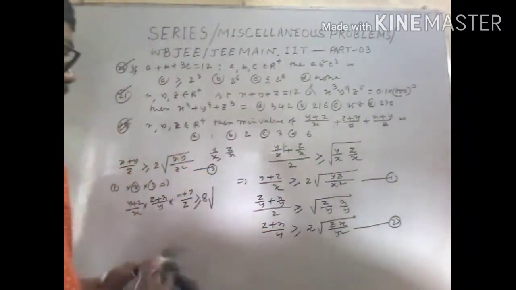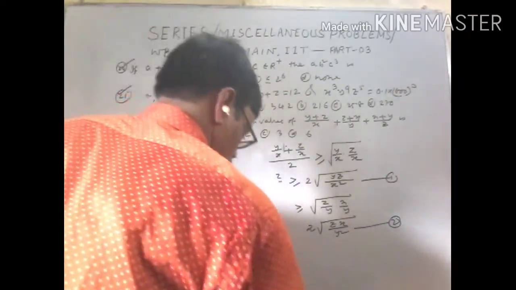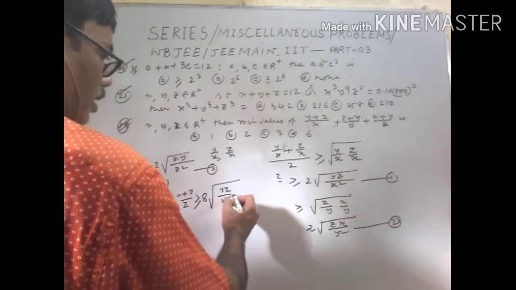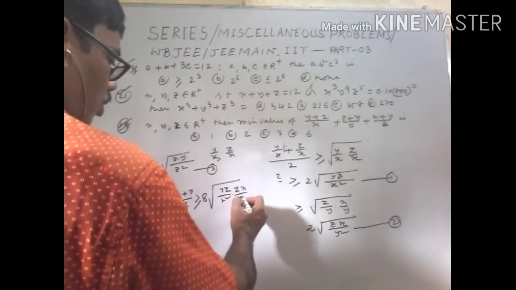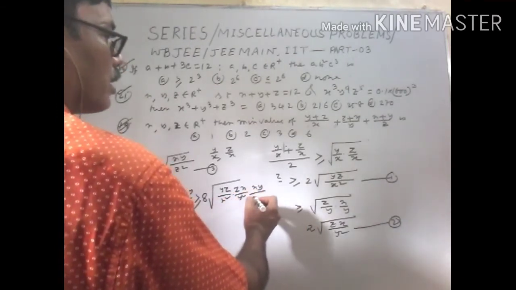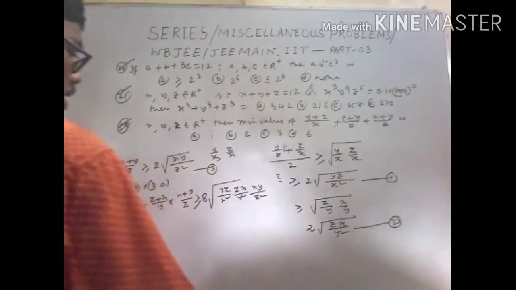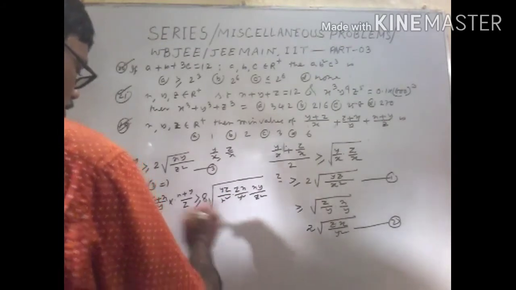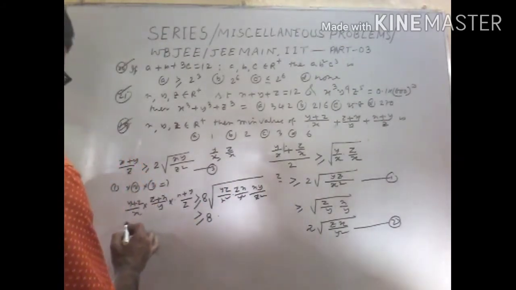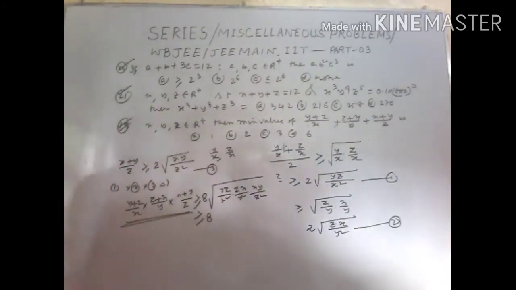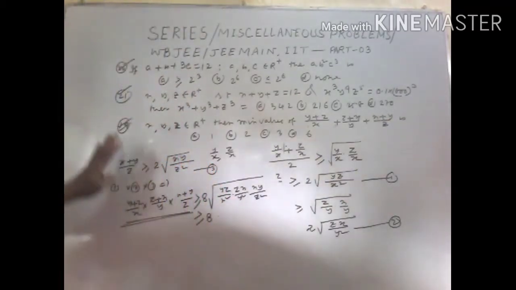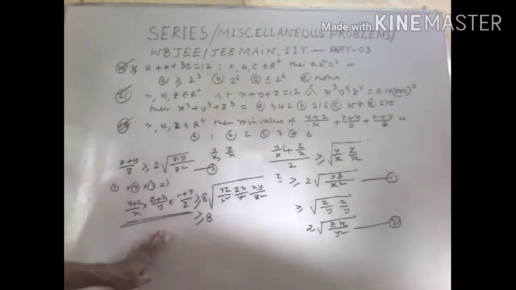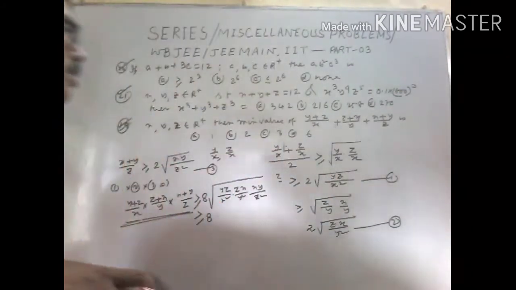If we take it within one root, we get root over yz by x square, zx by y square, xy by z square. So this is greater than or equal to 8. So the product of this is greater than or equal to 8. So this is the first part.